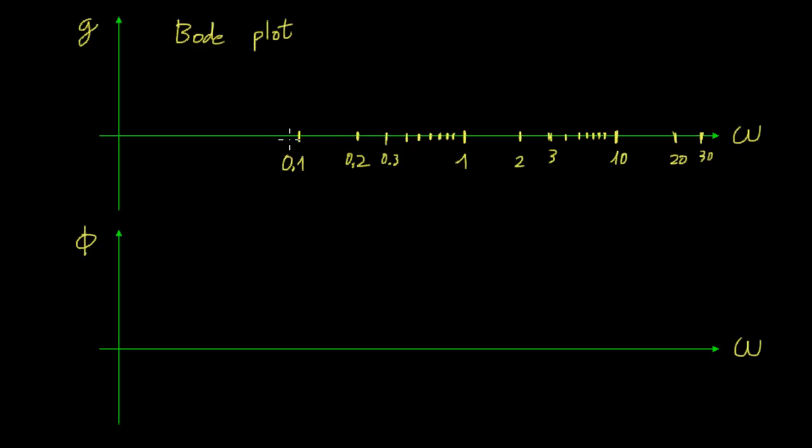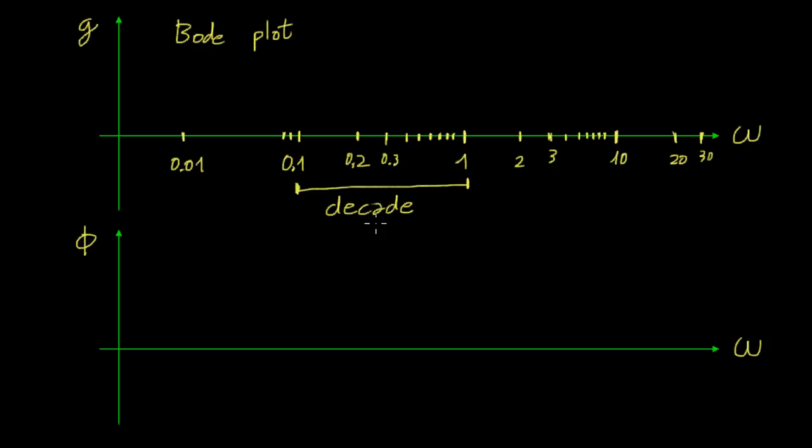And going down is the same. Here we would have 0.09 and 0.08 all the way to 0.01. So as you can see, we can cover a lot of frequencies in a very small space. The distance in the horizontal axis between one frequency and 10 times that frequency is called a decade.